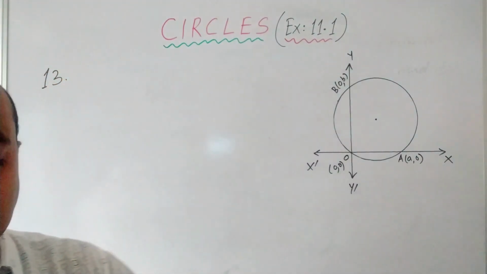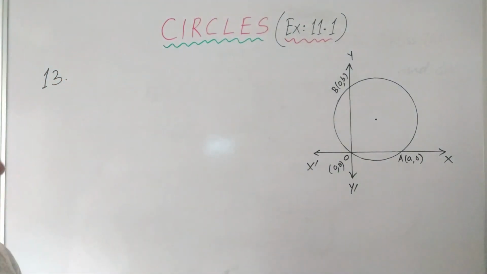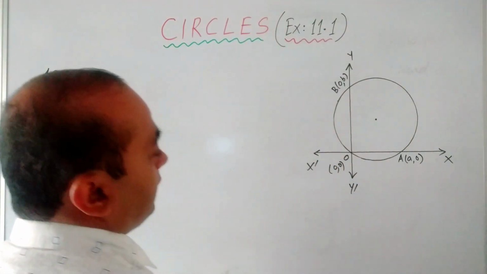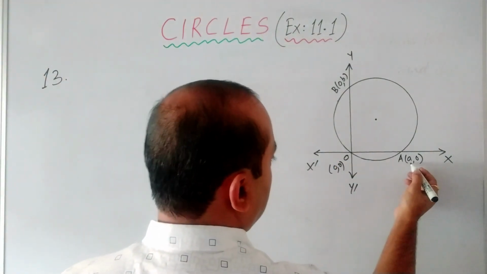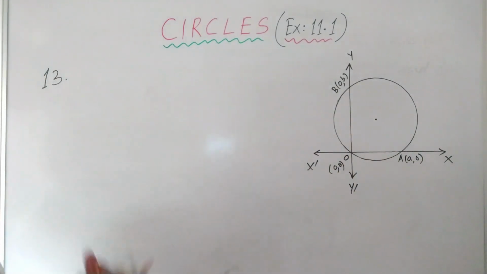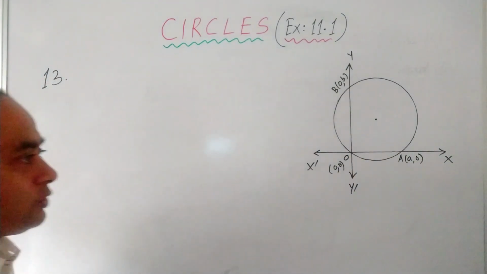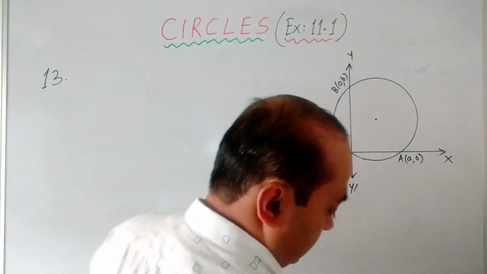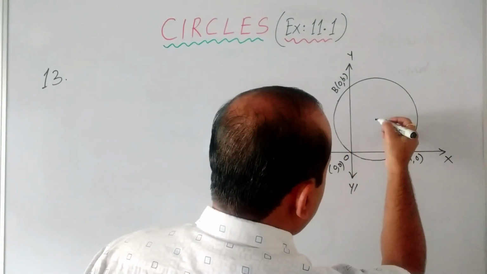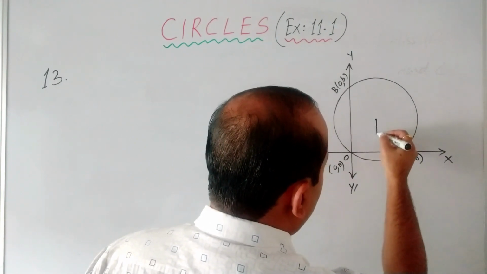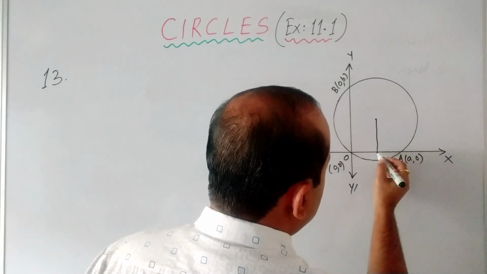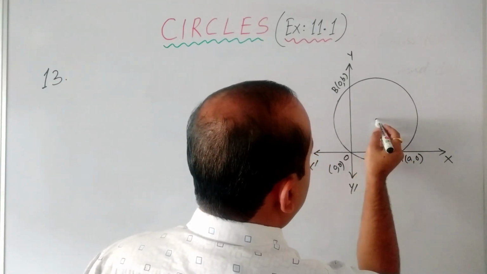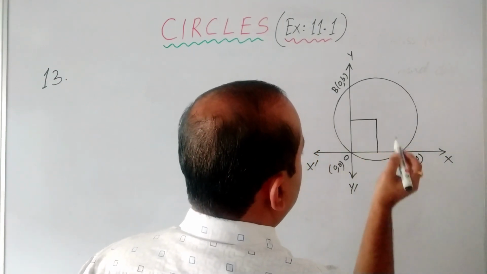Question number 13. In question 13, what is given? The circle passes through the point (0, 0) and has x intercept as A, y intercept as B. Basically this is the diagram. So in this diagram what we are going to do? We know that if I draw a perpendicular from the origin to this chord, it cuts at the midpoint, right? Class 10 theorem. Here also it will cut at the midpoint.